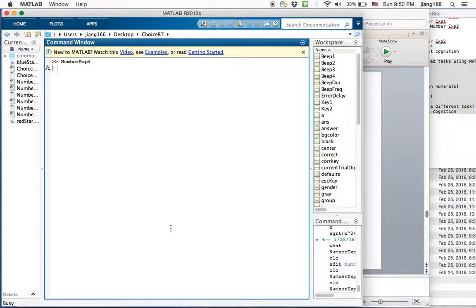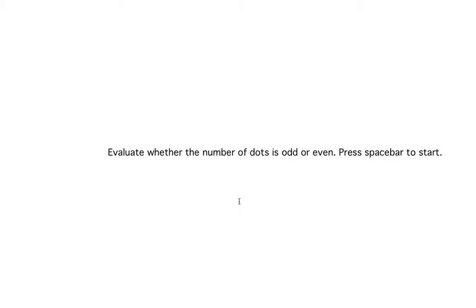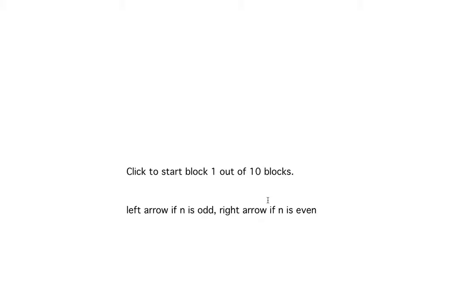Now let's take a look at experiment 4. This one will be the same as experiment 3 in terms of the task. So participants are going to be evaluating whether the number shown to them is odd or even. However, this time the presentation format changes. So the format here is the same as in experiment 2.